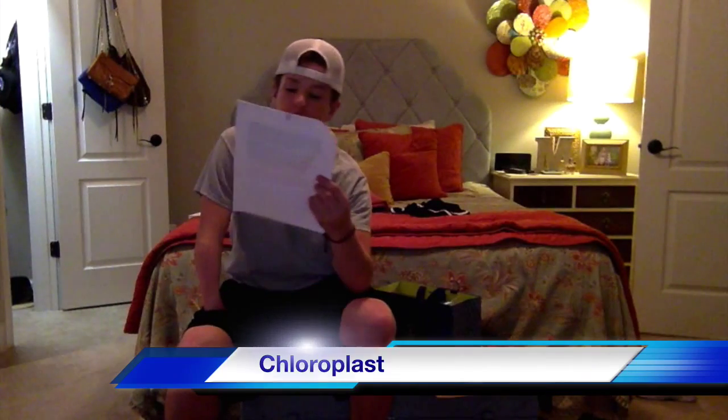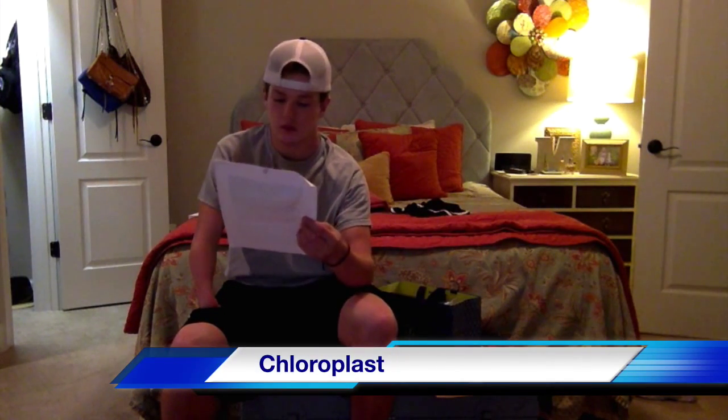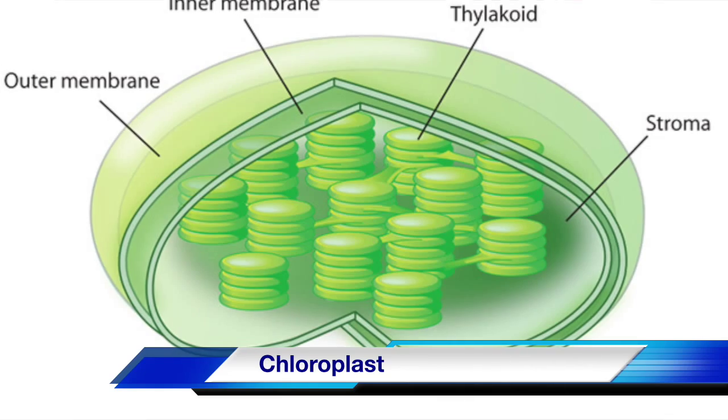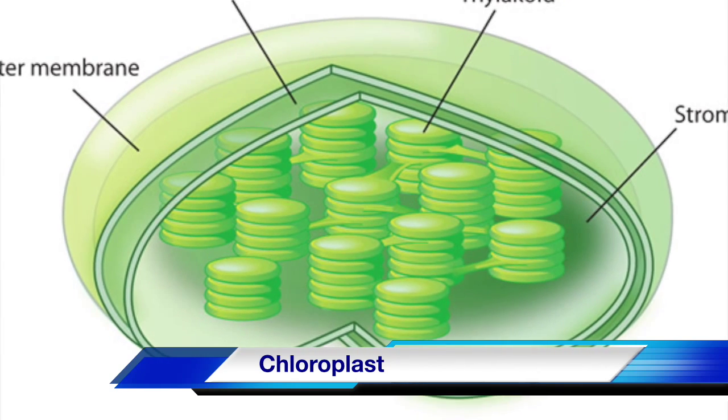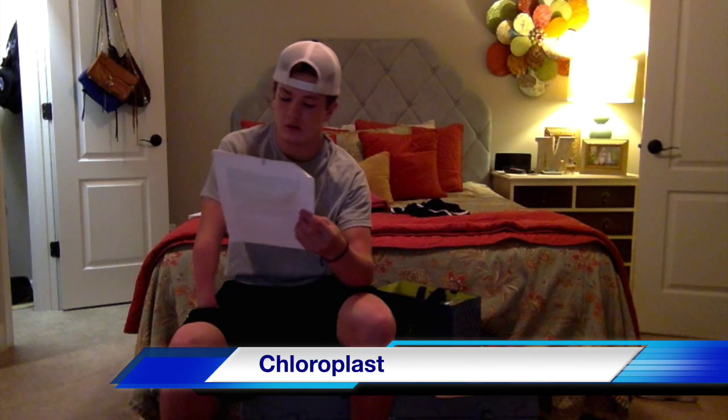Here's Blake with chloroplasts. Chloroplasts are the food producers of the cell. The organelles are only found in plant cells and some protists, such as algae. Animal cells do not have chloroplasts. Chloroplasts work to convert light energy of the sun into sugars that can be used by cells.